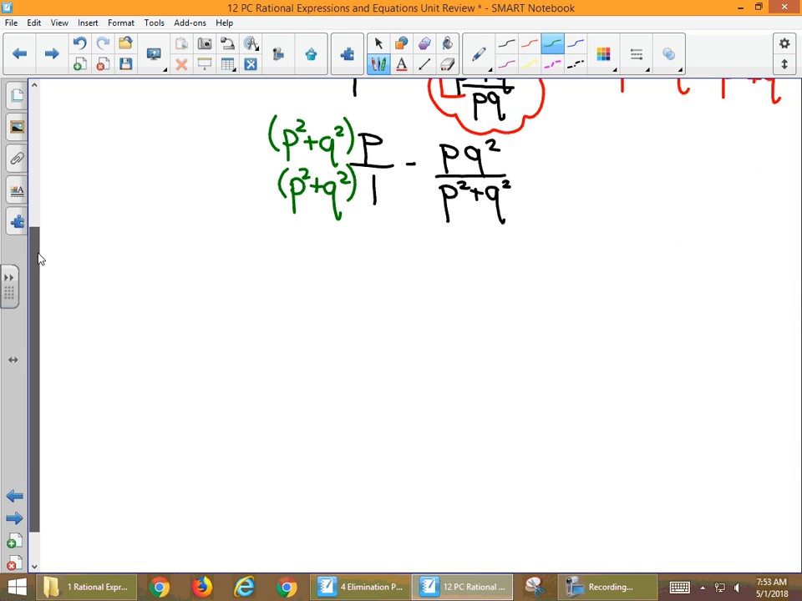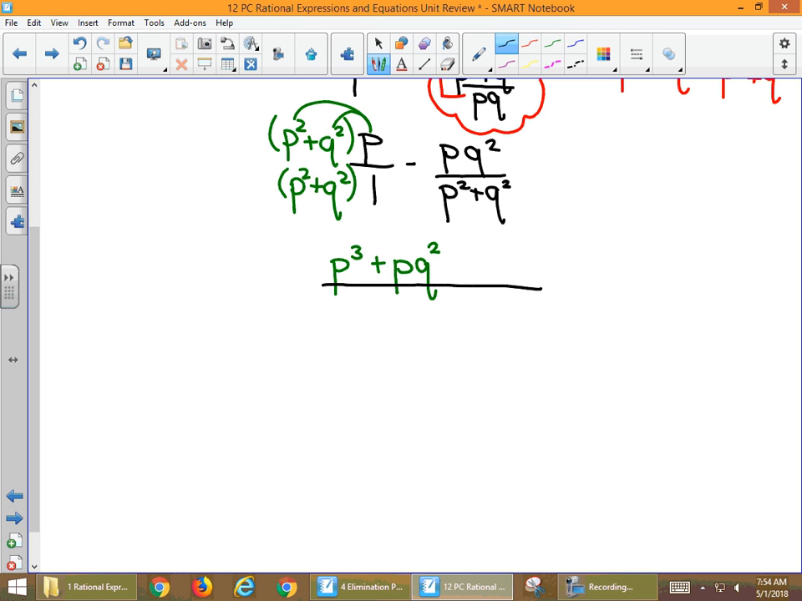We're so close here. We're doing awesome. So I'm going to multiply this P in. P times P squared is P cubed. P times Q squared, I'm going to write as PQ squared. And then again, we're combining this fraction, so our common denominator is P squared plus Q squared, and we had minus PQ squared from our second fraction.